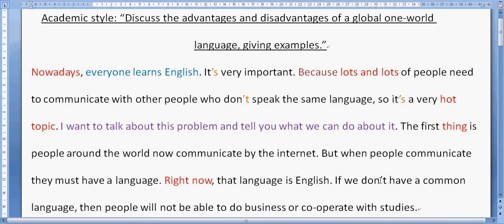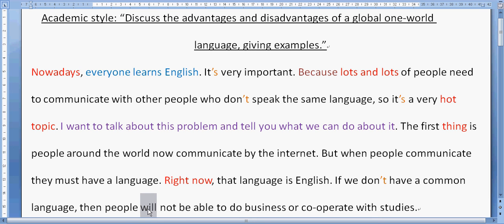If we don't have a common language, so we have another contraction, let's change that, then people will not be able to do business or cooperate with studies. So finally, just down here, we use will. This is a little bit like this thing, everyone learns English. We said to use caution. We don't know that everyone learns English.